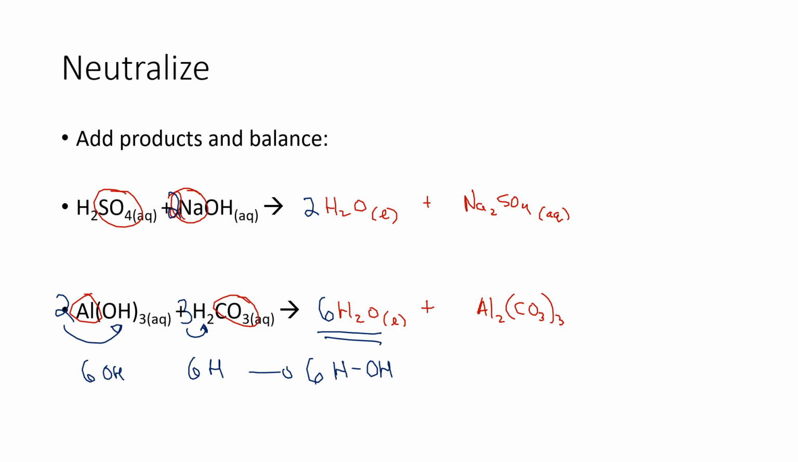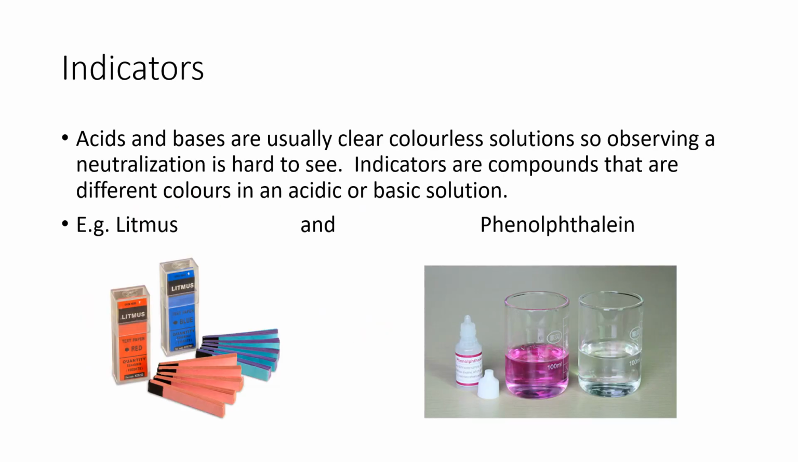All right, moving on. So to finish off, we're going to look at how we can tell the difference between acid and base and whether or not something has been neutralized. So acids and bases are solutions that are usually clear and colorless, right? Can't see if there's anything dissolved in the water.